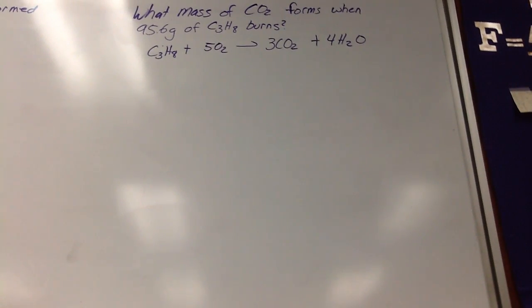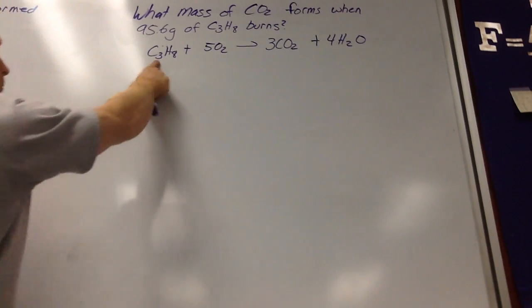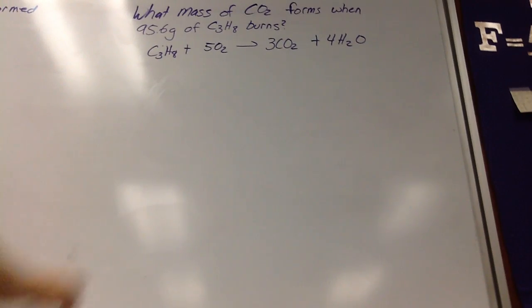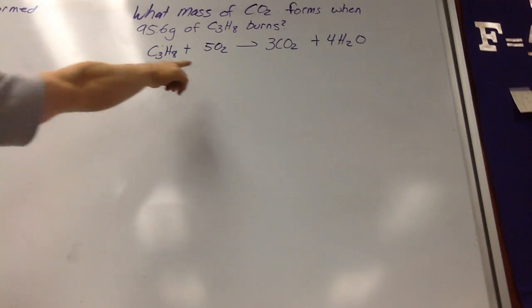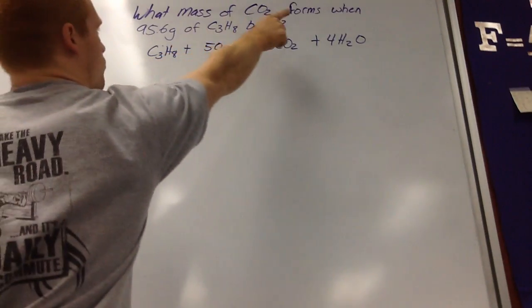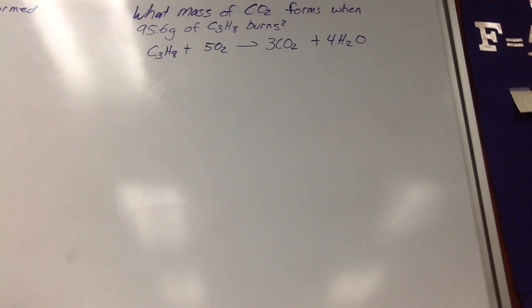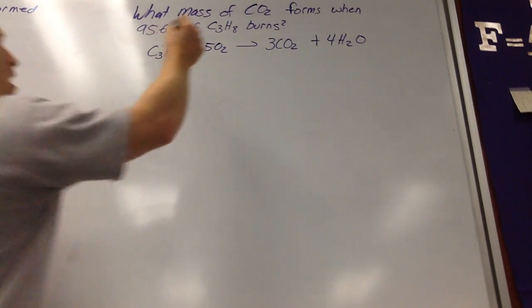So what mass of carbon dioxide forms when 95.6 grams of C3H8 burns? First thing I'm going to do is get rid of things we're not talking about. Anywhere in the problem, does it talk about C3H8? Yes, it does. Does it ever talk about oxygen, O2? If you look through the whole problem, it is only talking about carbon dioxide.